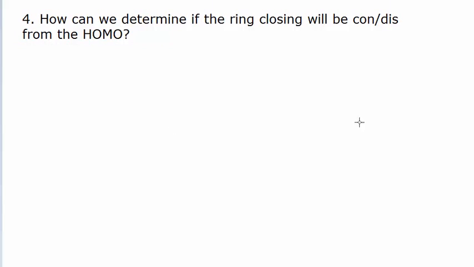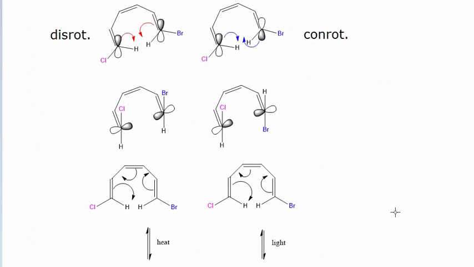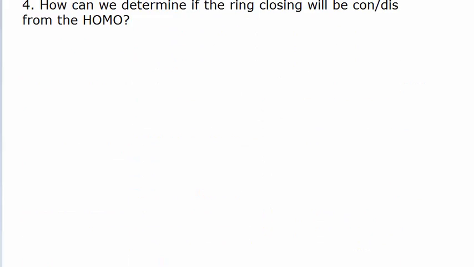How can we determine if the ring closing will be conrotary or disrotary, right? So in this case, when we use heat, the ring closing was disrotary, and when we use light, the ring closing was conrotary. But what I'm telling you is this is not necessarily always going to be the same pairing. We could have heat and a conrotary closing. We could have light with a disrotary closing. So we need to figure out a system for how to tell, based on whether they're using heat or light, if the ring closing is going to be conrotary or disrotary.